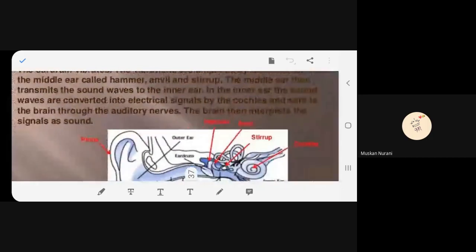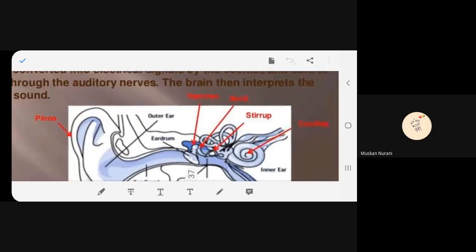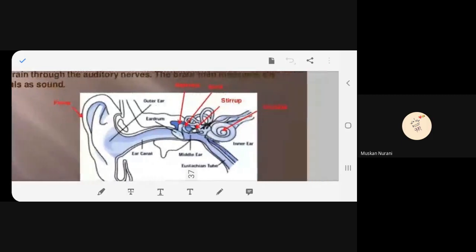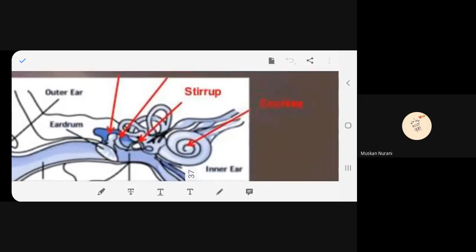What is the function of this inner ear? The magnified sound waves are converted into electrical signals. Okay? And from there, it goes to the auditory nerves, which take the electric signal to the brain, and then the brain interprets the sound.